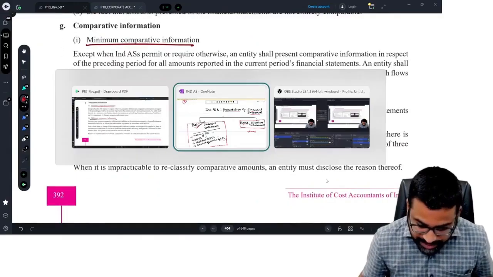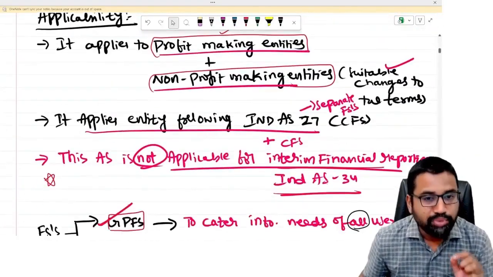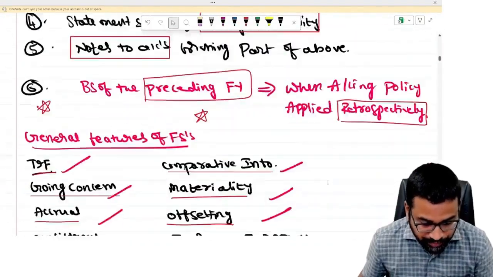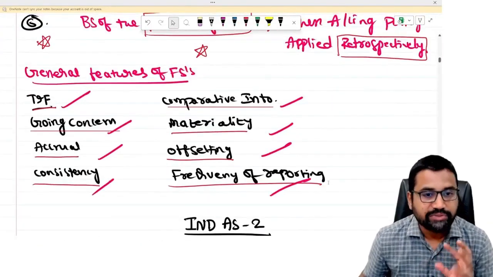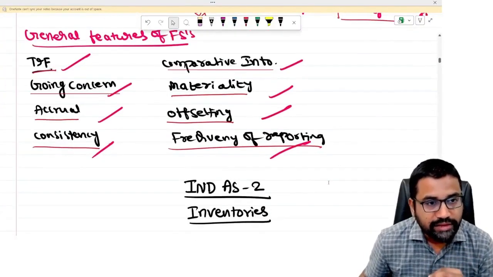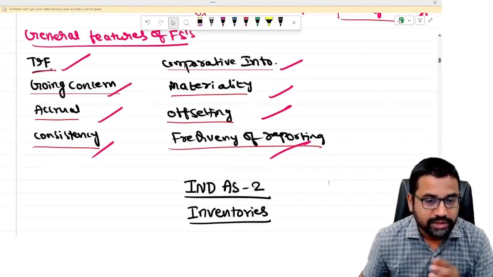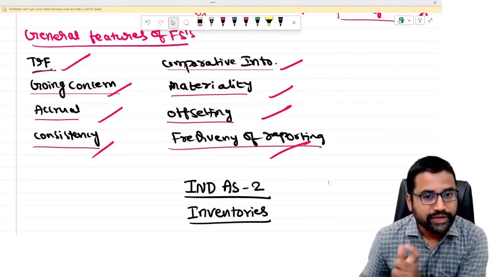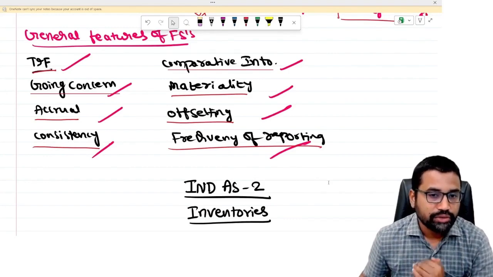So you remember these headings and write one simple line in your words in the examination. Suppose a question comes on general features of financial statements, write any 5. I think you can easily write. Put a heading, for example, true and fair view. Financial statements should reflect a true and fair view. That's it. Now going concern.